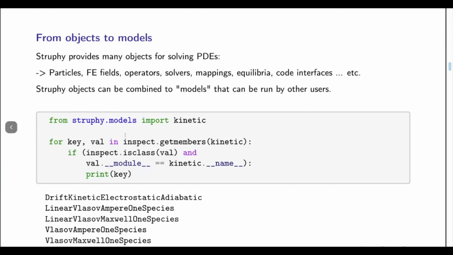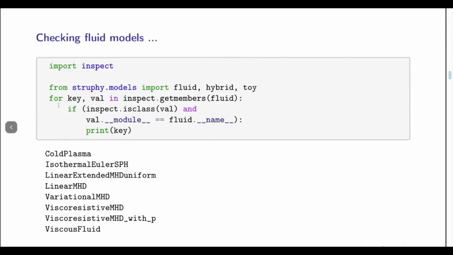For example, we could check out in a Jupyter notebook the kinetic models that are at the moment available in Struphy. You can import the kinetic modules and then look at the classes that are in there, and you see we have, for instance, models like Vlasov-Ampere for one species, Vlasov-Maxwell for one species, or also a drift kinetic model. So we not only have kinetic models, we can also check the available fluid models. We actually have four categories of models: kinetic, fluid, hybrid, and toy models.